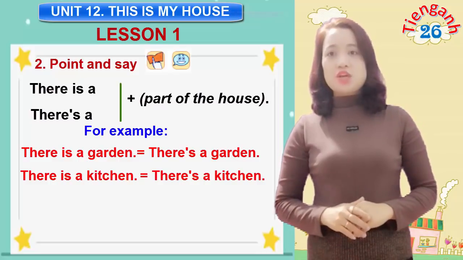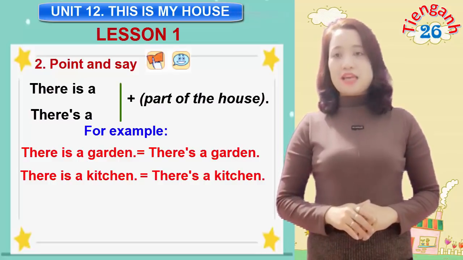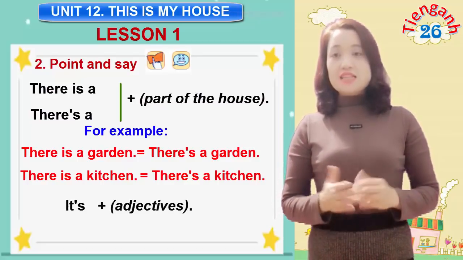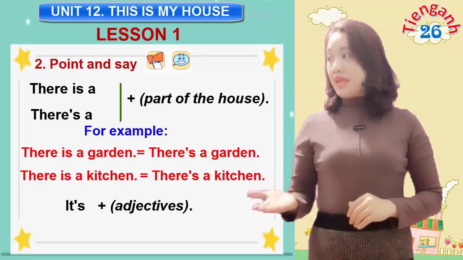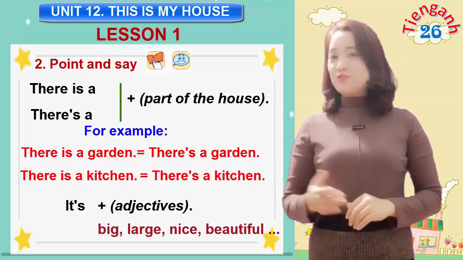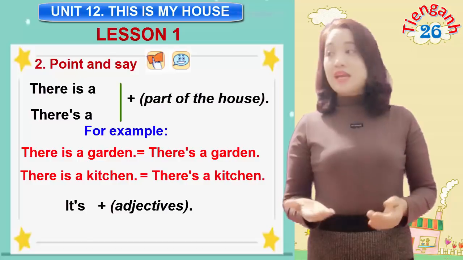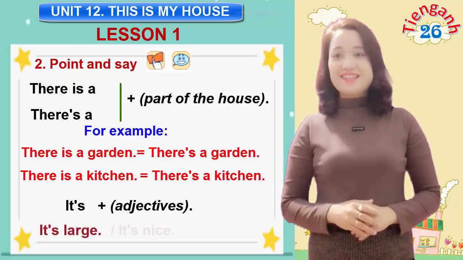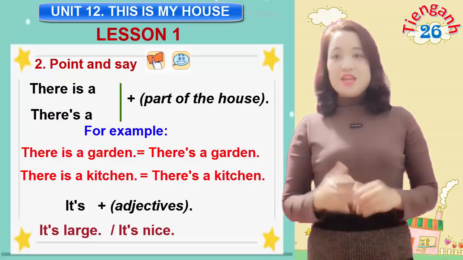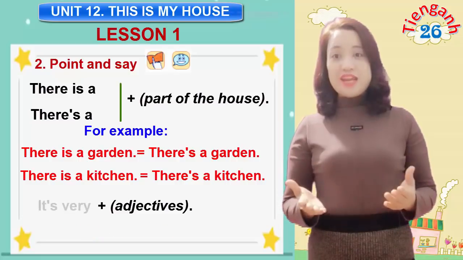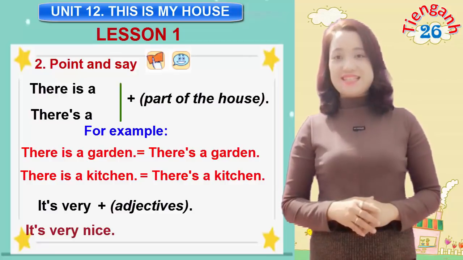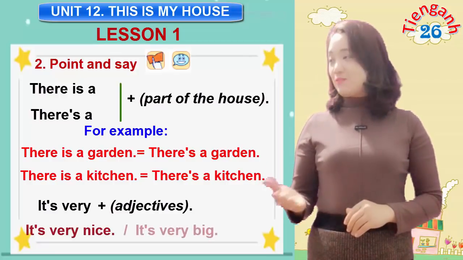After introducing about parts of the house, you can say is plus adjective. Adjective here can be big, large, nice, beautiful. For example, is large, is nice. You also can use very before adjective. For example, is very nice or is very big.